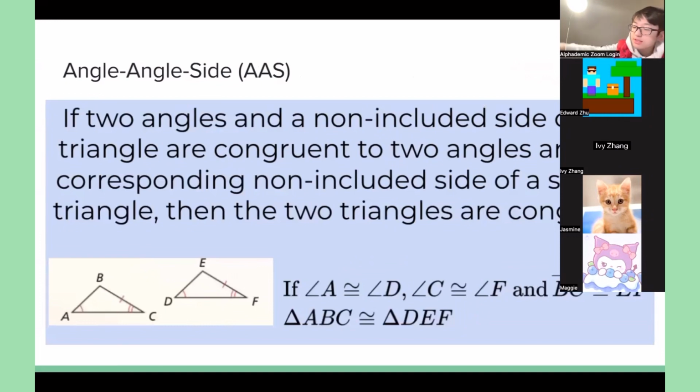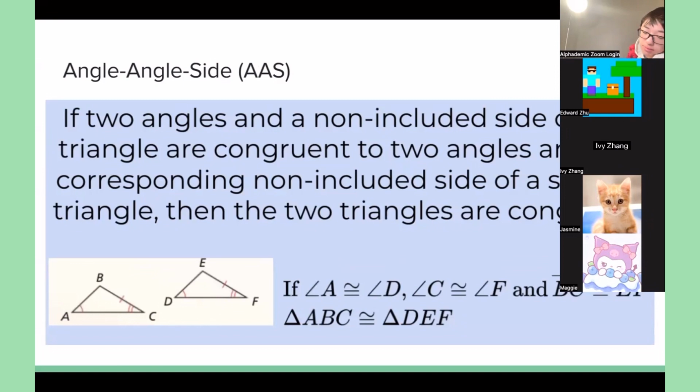All right, I believe this is the last one, the angle angle side congruence theorem, which is AAS. If two angles and a non-included side of one triangle are congruent to two angles and the corresponding non-included side of a second triangle, then the two triangles are congruent. So if angle A is congruent to angle D and angle C is congruent to angle F and segment BC is congruent to segment EF, then triangle ABC is congruent to triangle DEF.